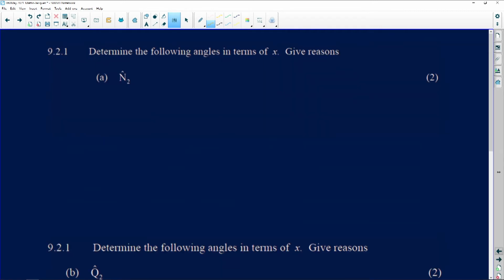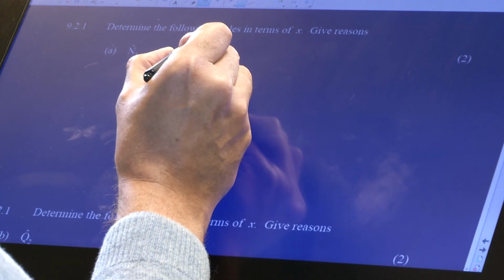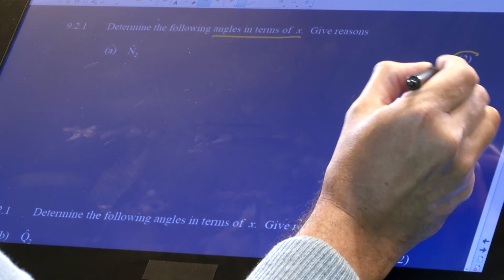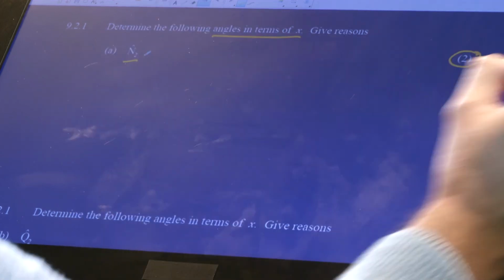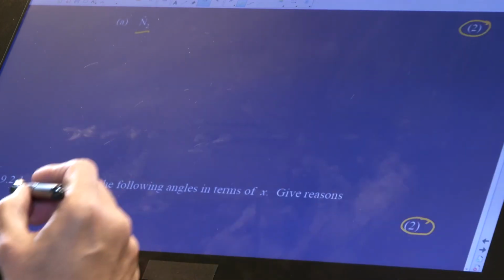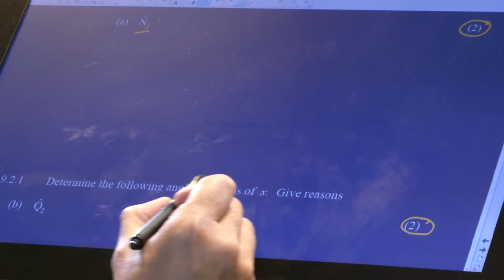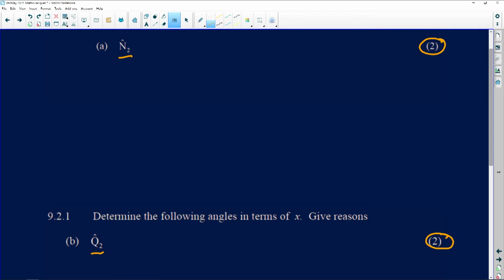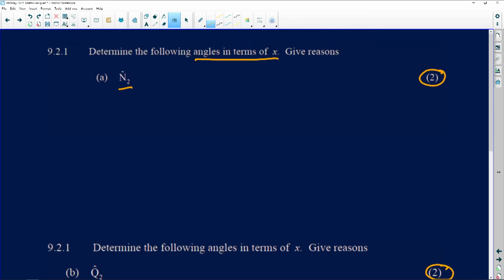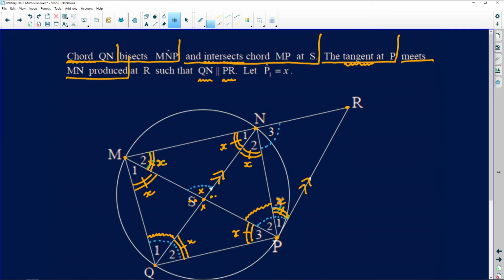The first question says, determine the following angles in terms of x. So we're working with angles in terms of x. Please, guys, notice the mark allocation. So I've got N2 that I want to find, and also in terms of x is Q2. Okay, so let's have a look. A and B. Number N2. Let's go back. Let's see where N2 was. Well, N2 was this angle. And remember, that's where everything happened.